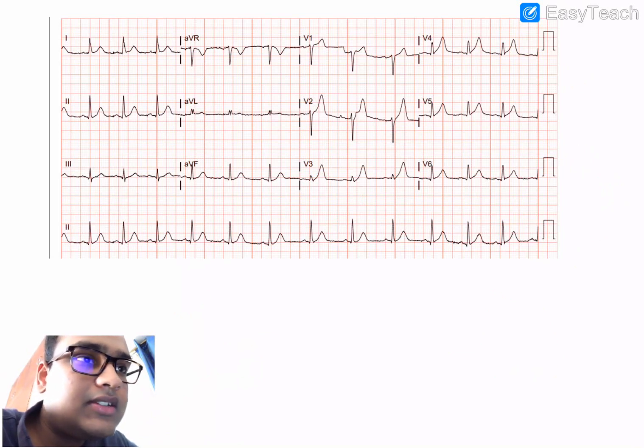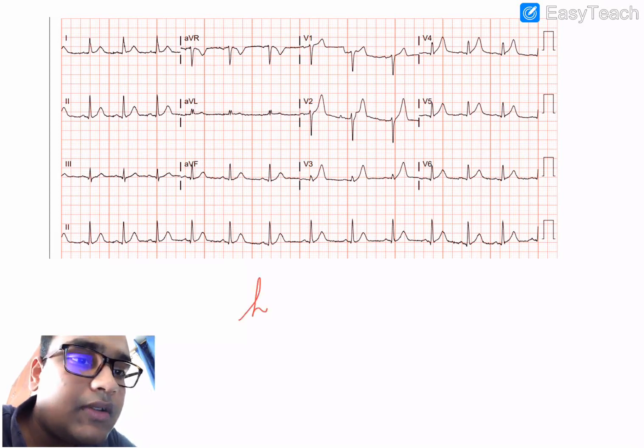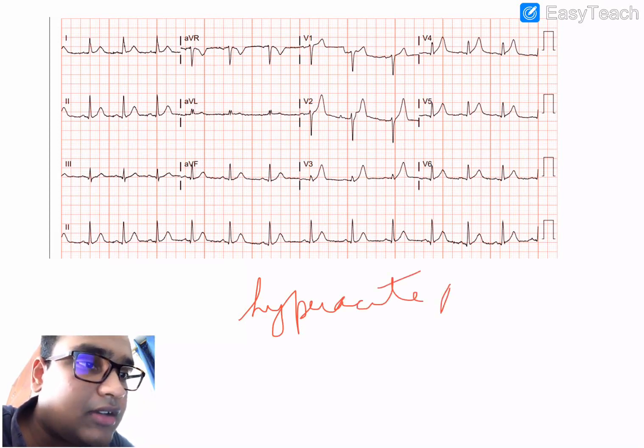So let's look at this ECG. We'll start looking at the morphology of the QRS complex, ST segment and T wave. What is striking here is that the T waves are tall. So there are peaked T waves. This is known as hyperacute T waves, which is characteristic of MI.